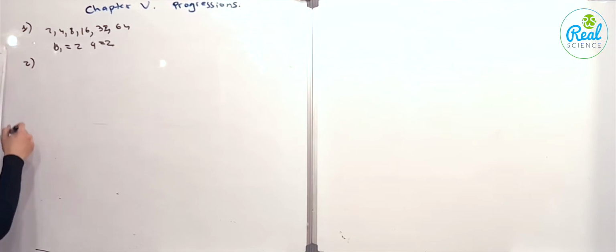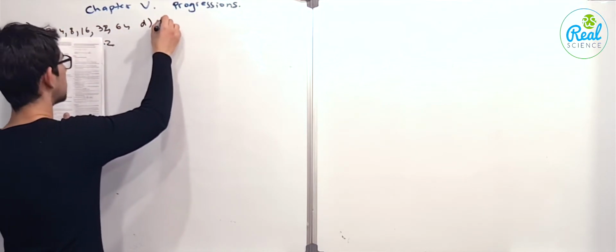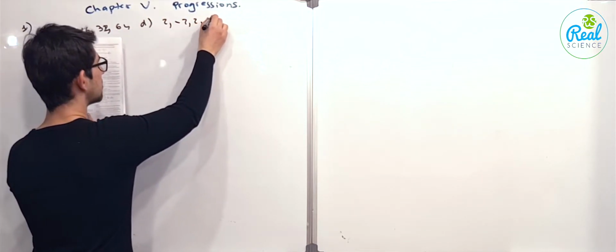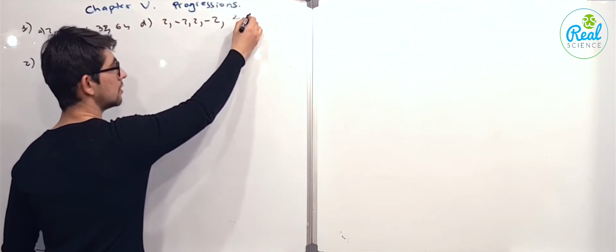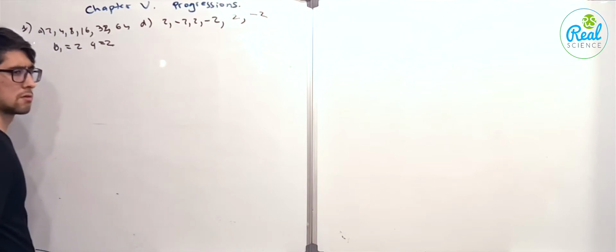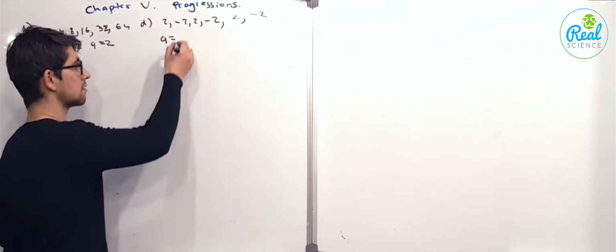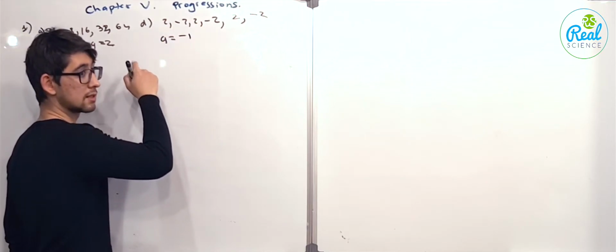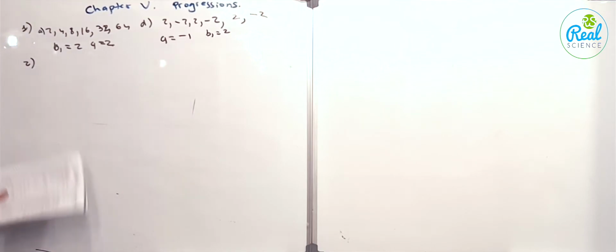So the second one. You will do the B, C, D parts on your own, okay? But let's look at part D. 2, minus 2, 2, minus 2. The next term is 2 and minus 2. So what is your q, guys? Yeah, it's minus 1. You see, the signs are alternating. Your b1 equals 2. Okay?